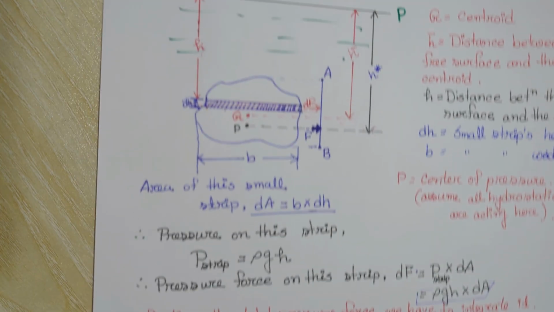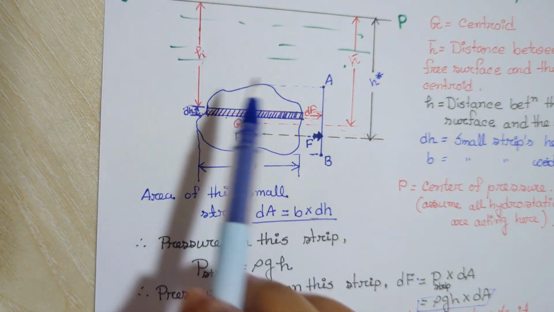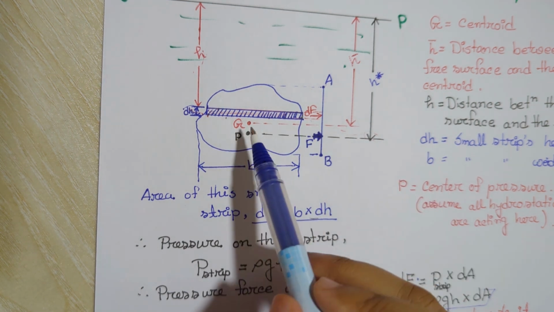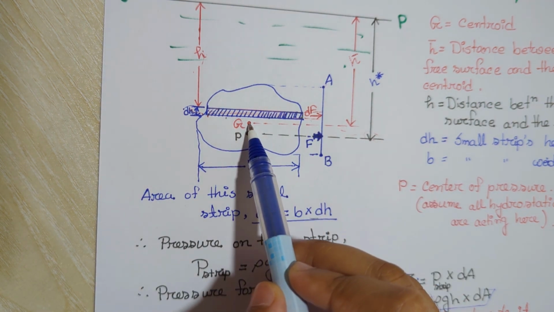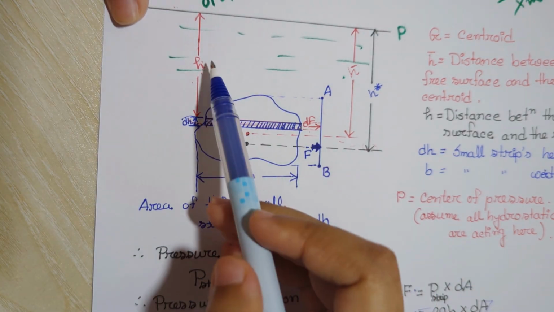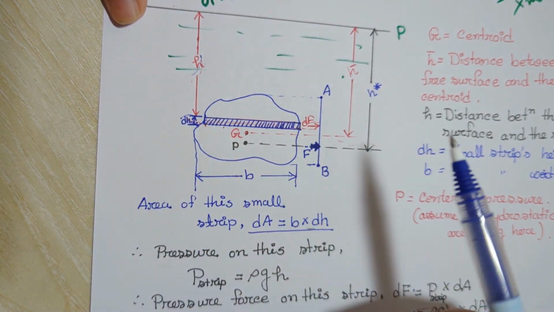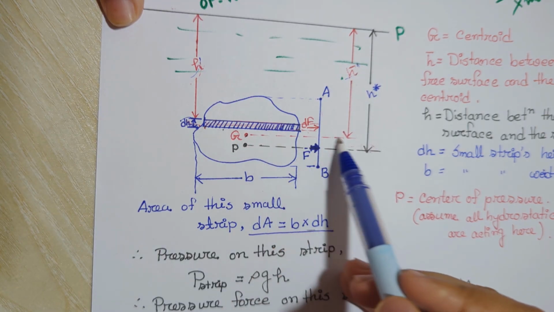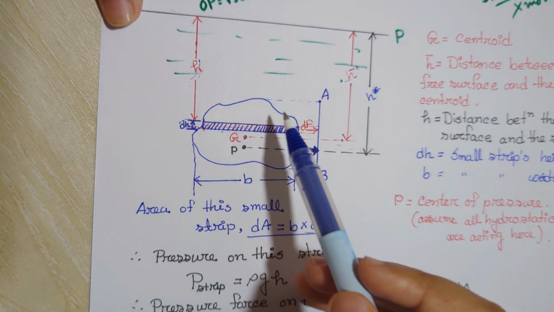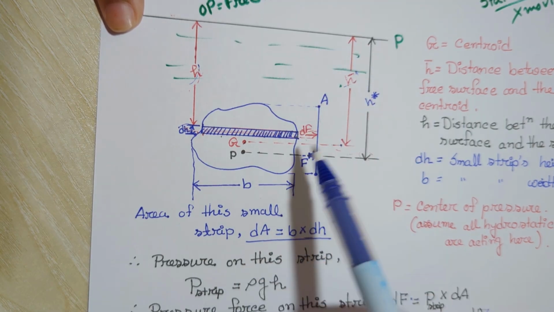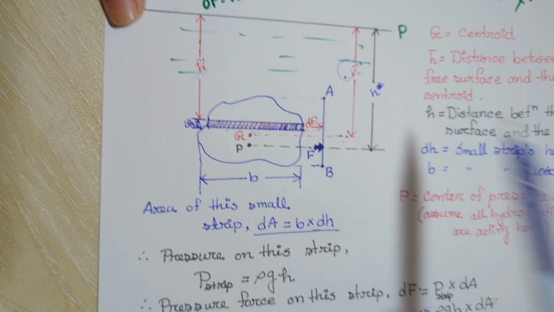Here this h is for just our small strip, but if we want to take the whole object's height, then what will it be? We will consider the centroid. It represents the whole object. So now for integrating this h, we will take the whole height for this entire object. So the height will be h bar because this centroid represents the whole object. So we'll take the height difference between the free surface and our centroid, which is h bar.